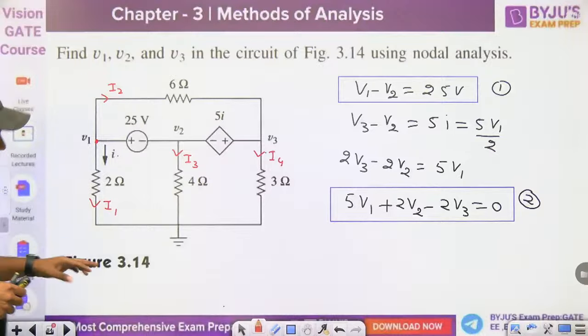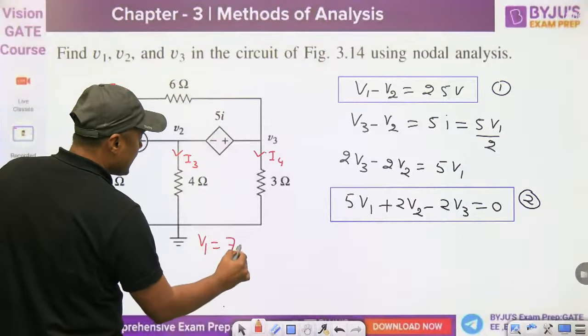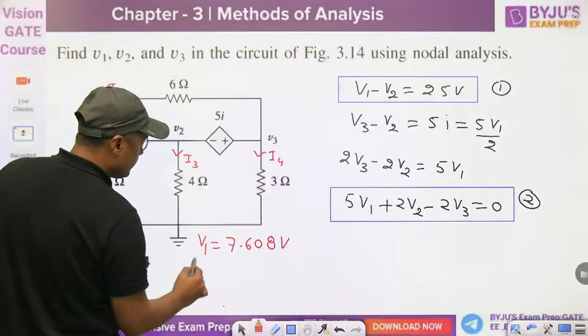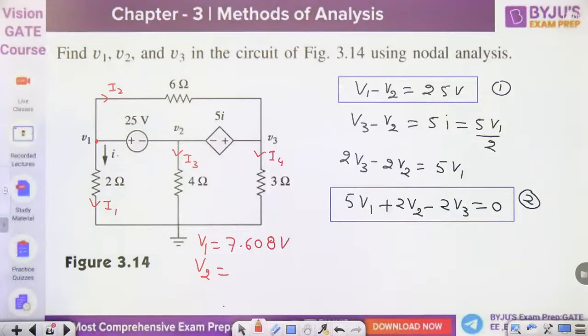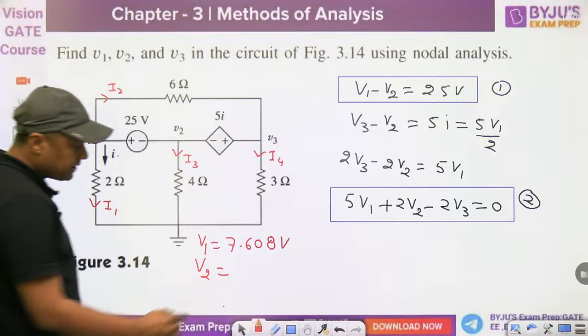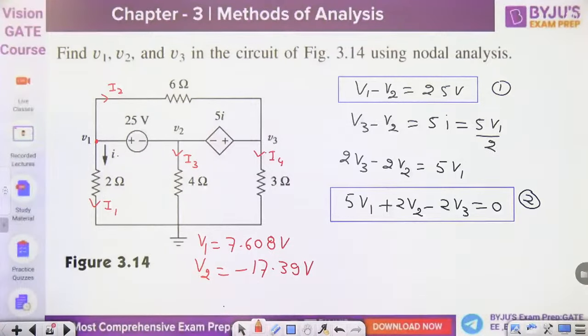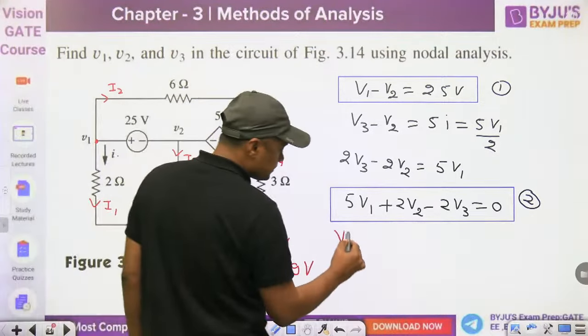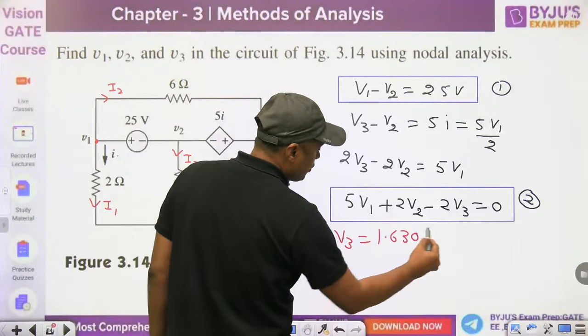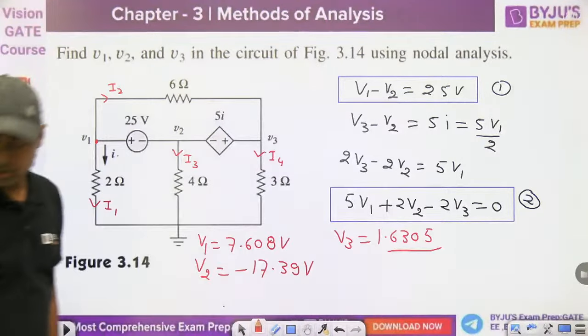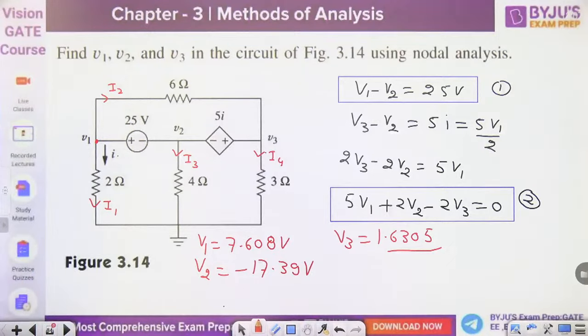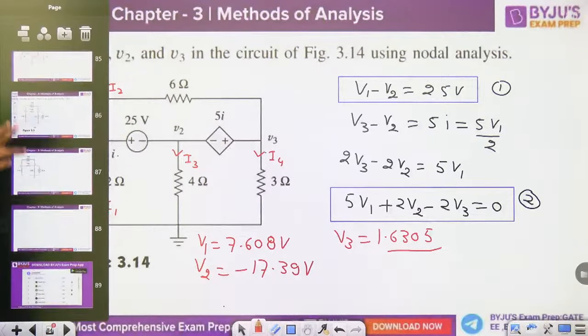Now, do you want the answer for this question? Figure 3.14. V1 is 7.608 volt. V2 is equal to minus 17.39. And the third one is 1.6305. So try to solve this question. Okay then, guys.